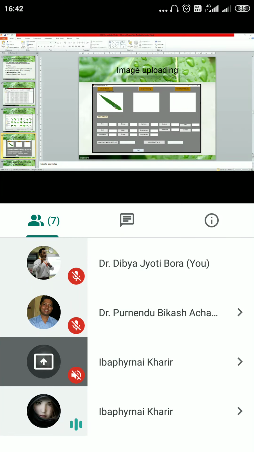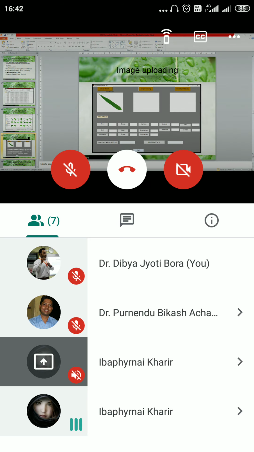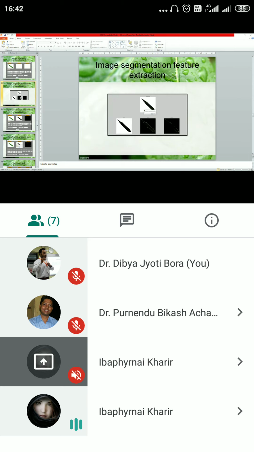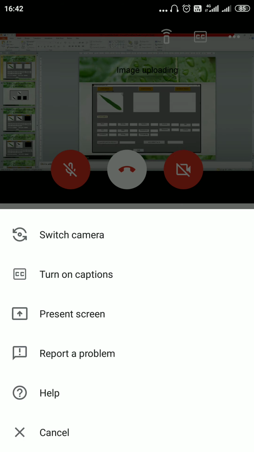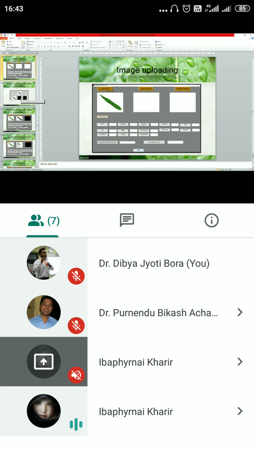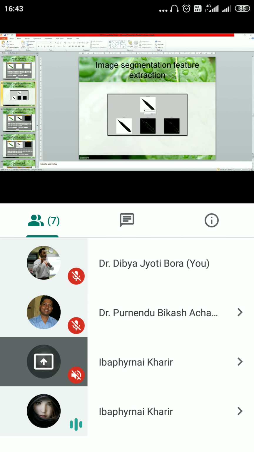Image here, and when we load, then we will go for pre-processing. This is the image which we took as an image upload. And next we have the image segmentation. So first of all, when we click this image processing, then it will pop up, and then we will go for segmentation.